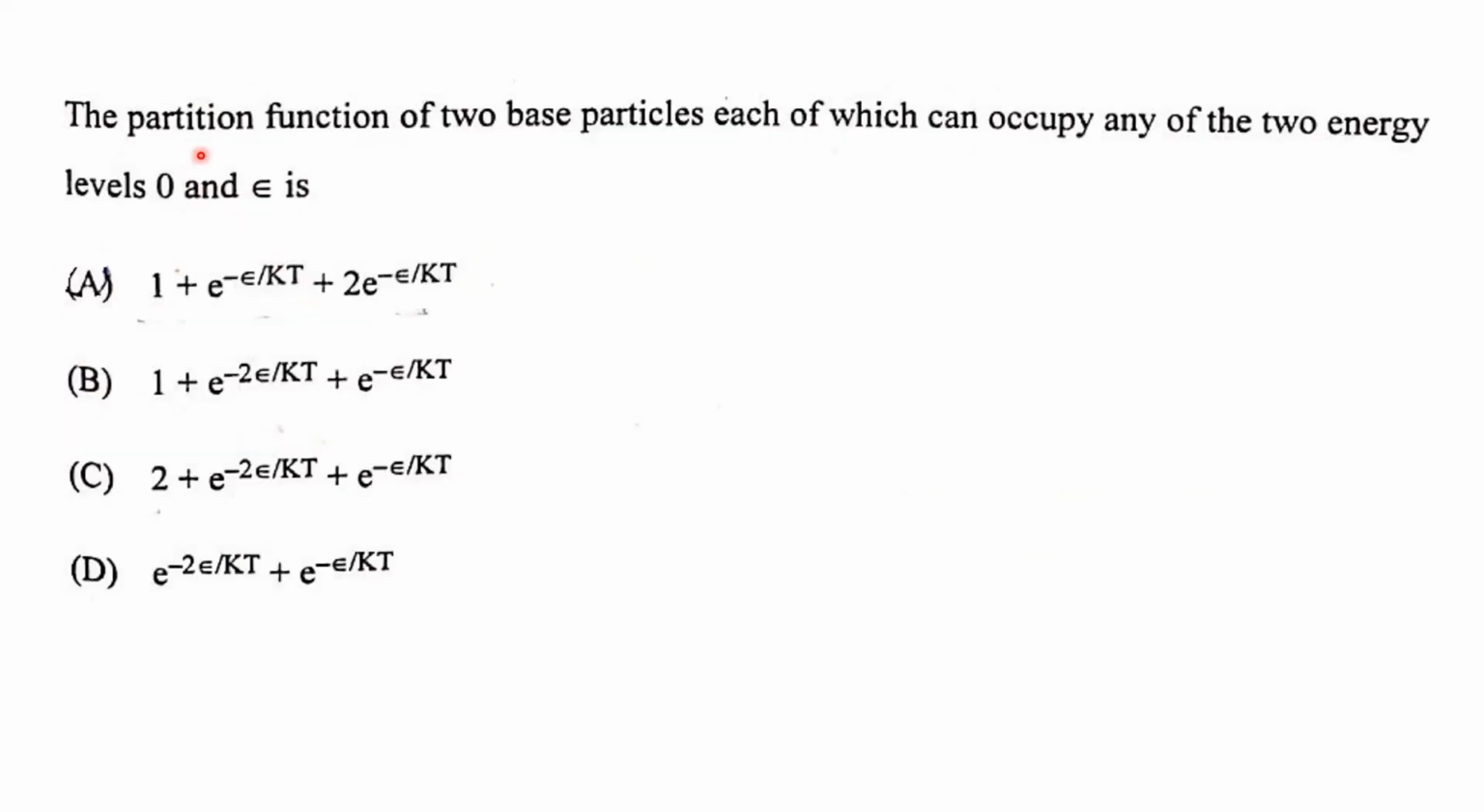The partition function of two Bose particles, each of which can occupy any of the two energy levels 0 and epsilon. Here there are two energy levels, with energies 0 and epsilon. We have to calculate the partition function of two Bose particles.